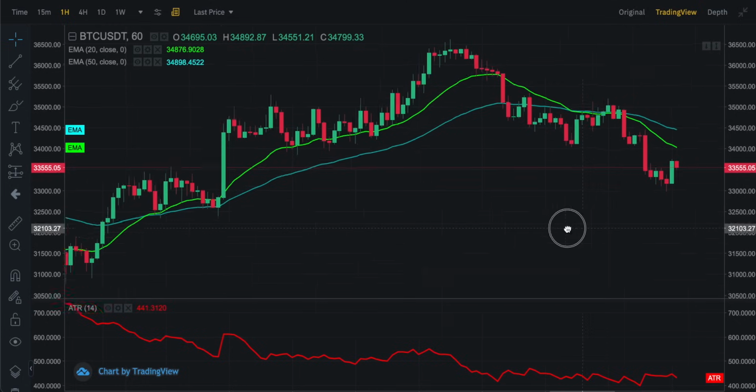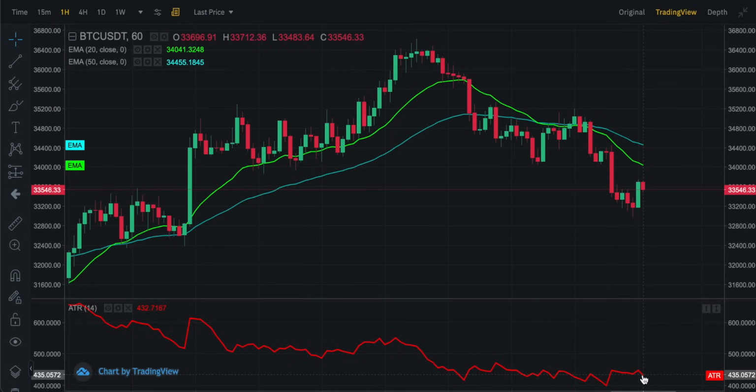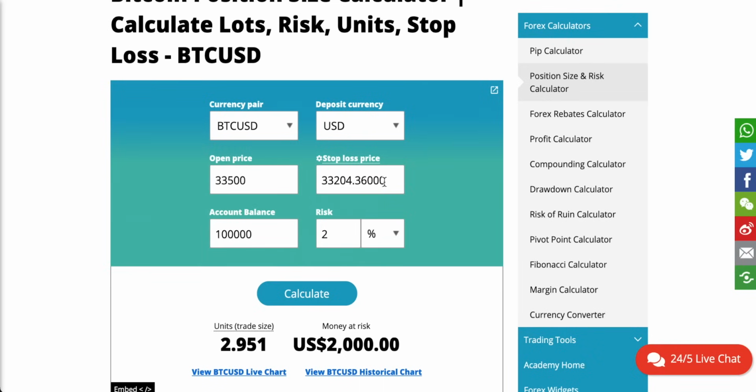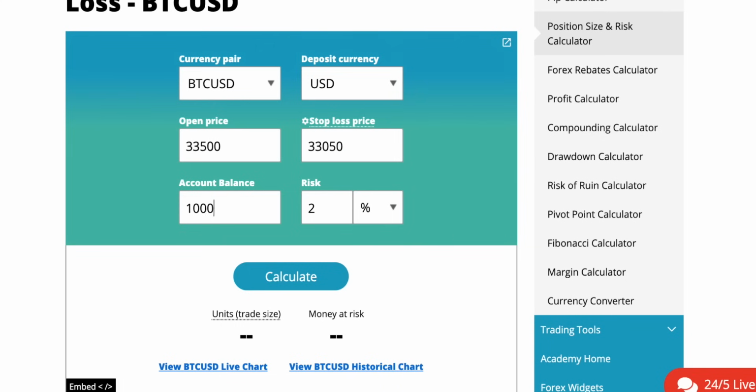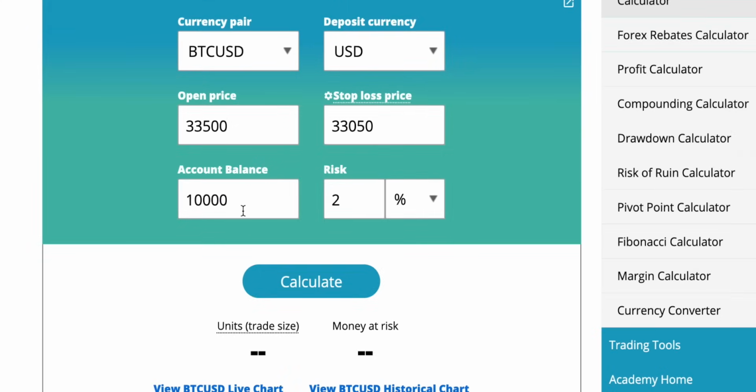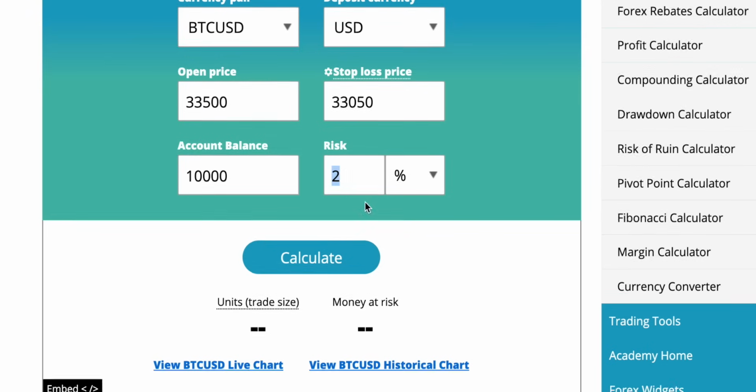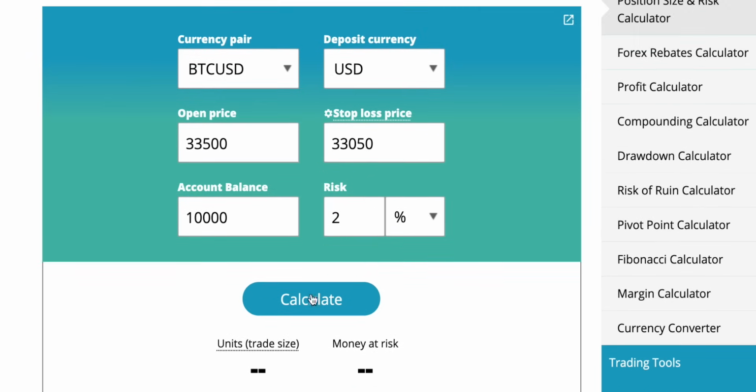But just as a guide to show you how, we can put our stop loss in then at $450 away from our entry. So our stop loss would be 33,050. So that's our open price minus our stop loss right here. And we have $10,000 on account for our collateral. We only want to risk 2% of our portfolio per trade. We can calculate this now.